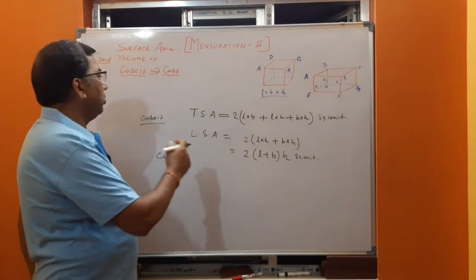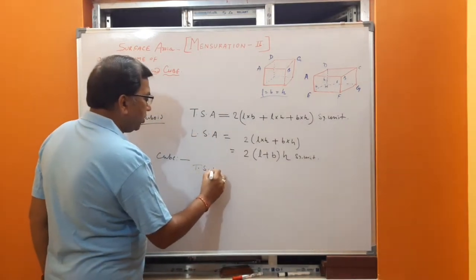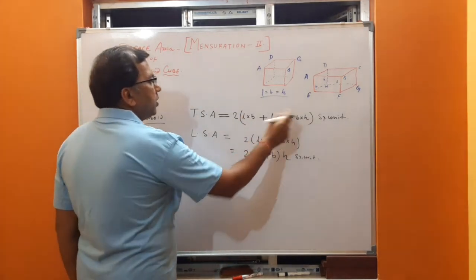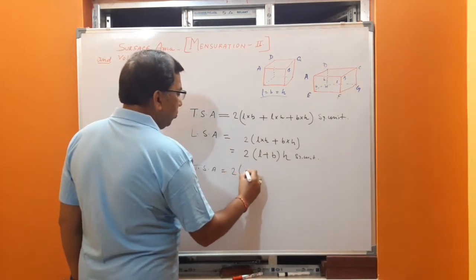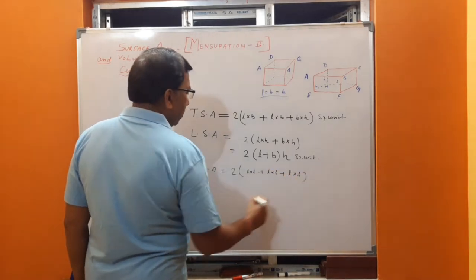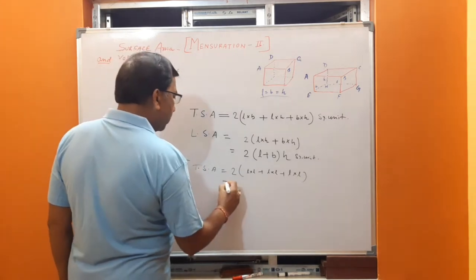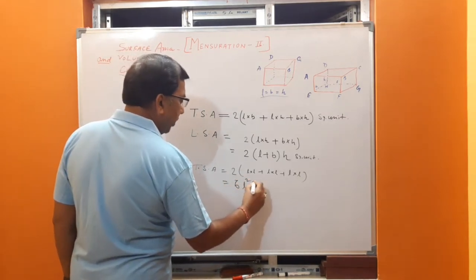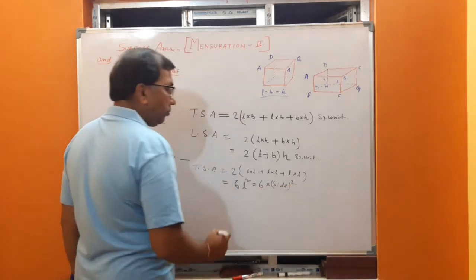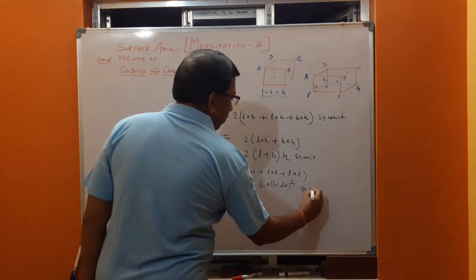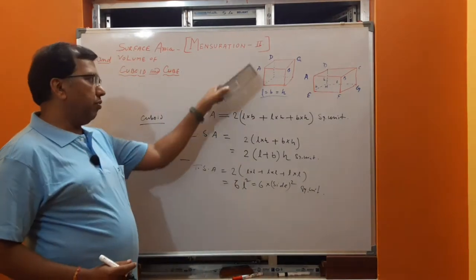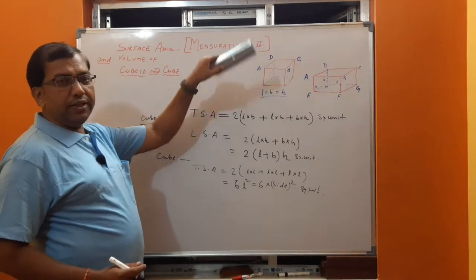All sides are equal. So the total surface area, same thing: 2 into (LB plus LH plus BH). Here, 2 into (L into L plus L into L plus L into L). That means L square, L square, L square, which is 3L square, so that means 6L square. That is 6 into side square, in square unit. This is the total surface area of cube, as all its sides are equal.